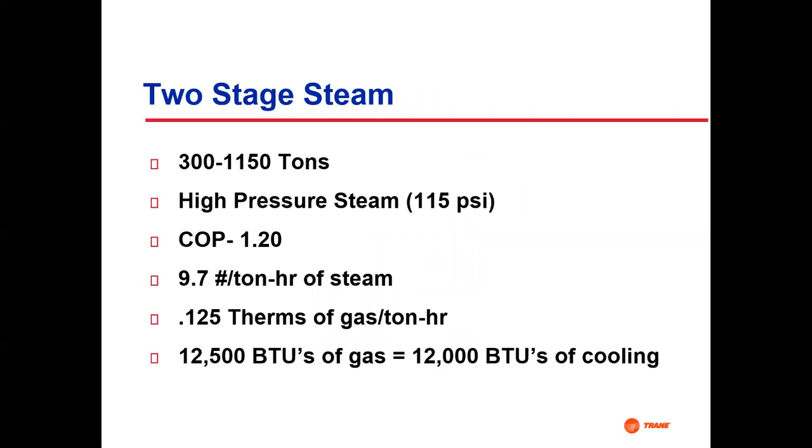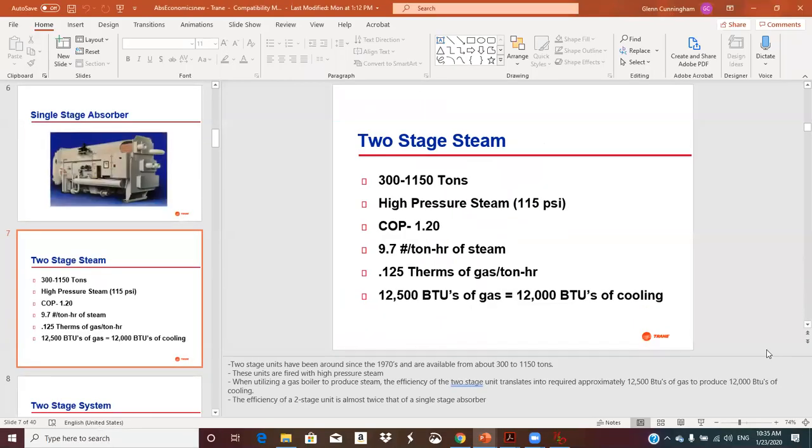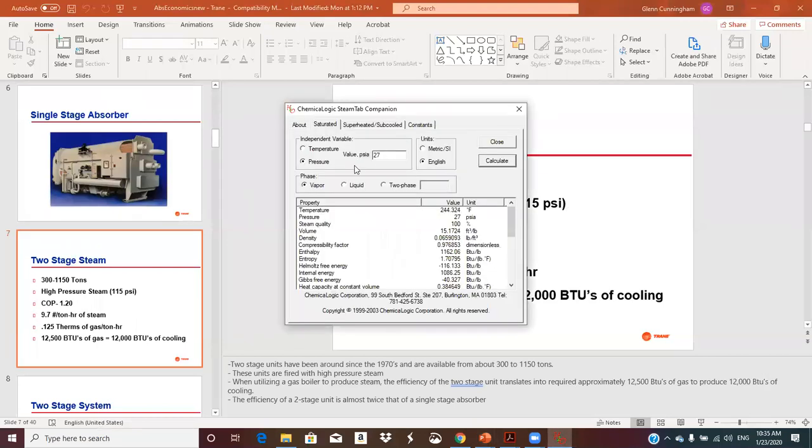High pressure steam, 115, so that's gonna be 130. Okay, I have to do this. I wanna see what they, so this would be 130 PSIA. Okay, 347, about 350 is kind of the number I remember. So 340, 350, probably enough to drive it. They ought to know, they make them.